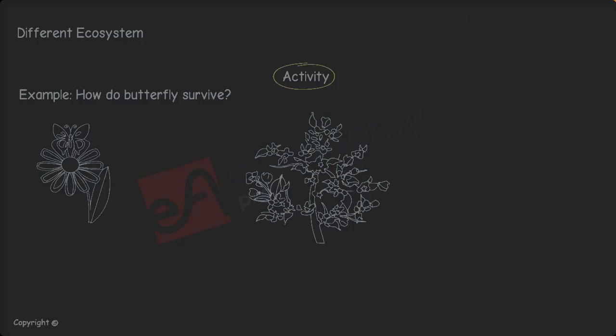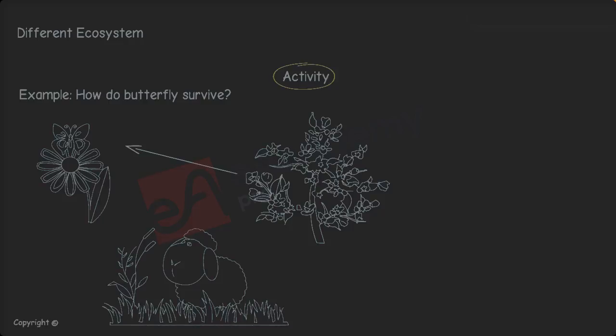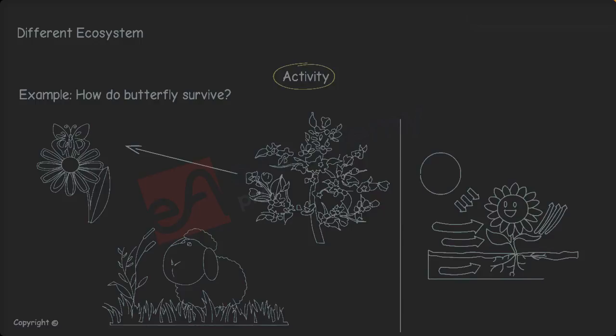Observe how these living organisms survive. For example, how do butterflies survive? Butterflies survive by taking food from the flowers. Trees provide food to the flower from the nature. Similarly, as discussed earlier, the lamb survives by eating grass. The plant survives by preparing their own food through the process called photosynthesis.